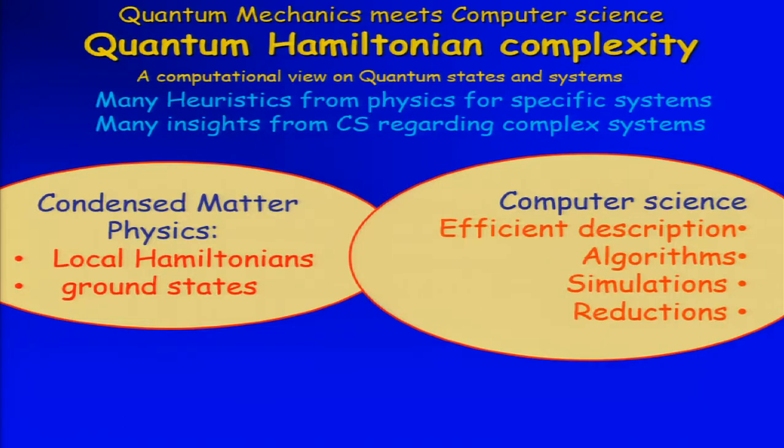Efficient meaning polynomial. What about algorithms to map those states to other states? What about simulating quantum systems by other quantum systems or by classical systems? And reductions, mapping those systems to others. And this era, which has been mainly going in that direction in the early days of quantum computation, where we only took the model and then used it for algorithms, now also has its opposite direction.